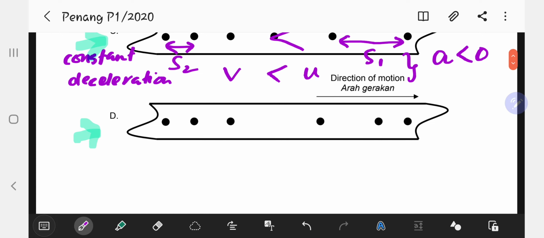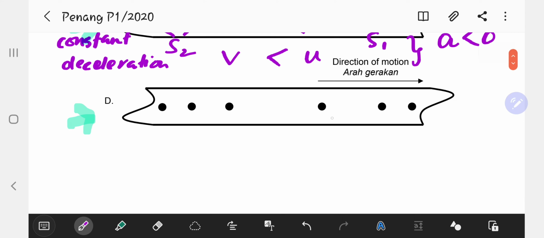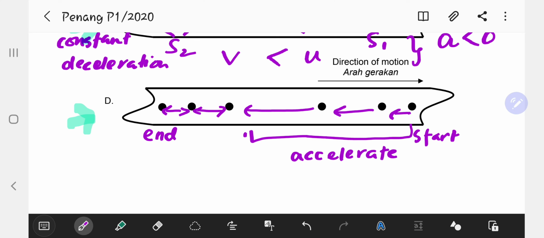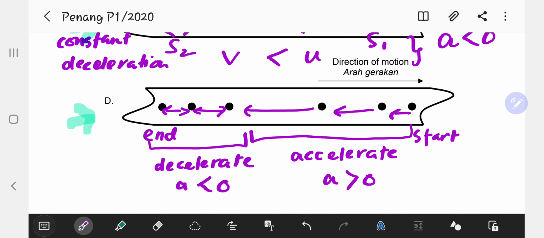What about D? If you are asked to define the motion of this object, remember this is the starting point and this is the end, and you can see that the distance between the dots is getting longer, then after that it is getting smaller and smaller. So the first part is having an increase in velocity, meaning it accelerates, and then the displacement gets smaller, which is a decrease in velocity, so here it decelerates. The first part is A more than 0, the second part is A smaller than 0. Is there any point where A equals 0? No, because the object did not stop, or maybe constant velocity.